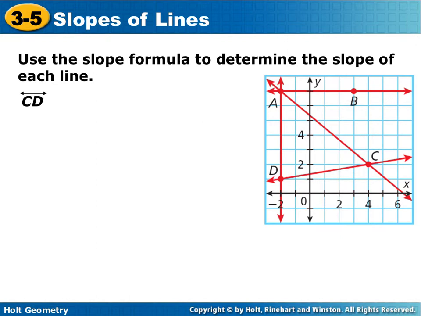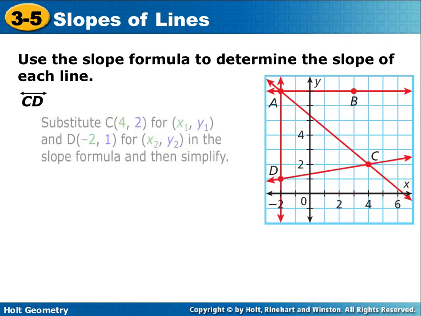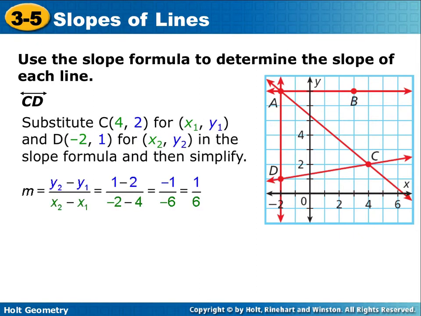Is it a negative slope or positive slope? DC, as it goes to the right, is going up a little bit. So it needs to have a positive slope. I think it should be positive 1/6. Now, then check and see. Did you get a negative on the top? You had 0 minus 7.